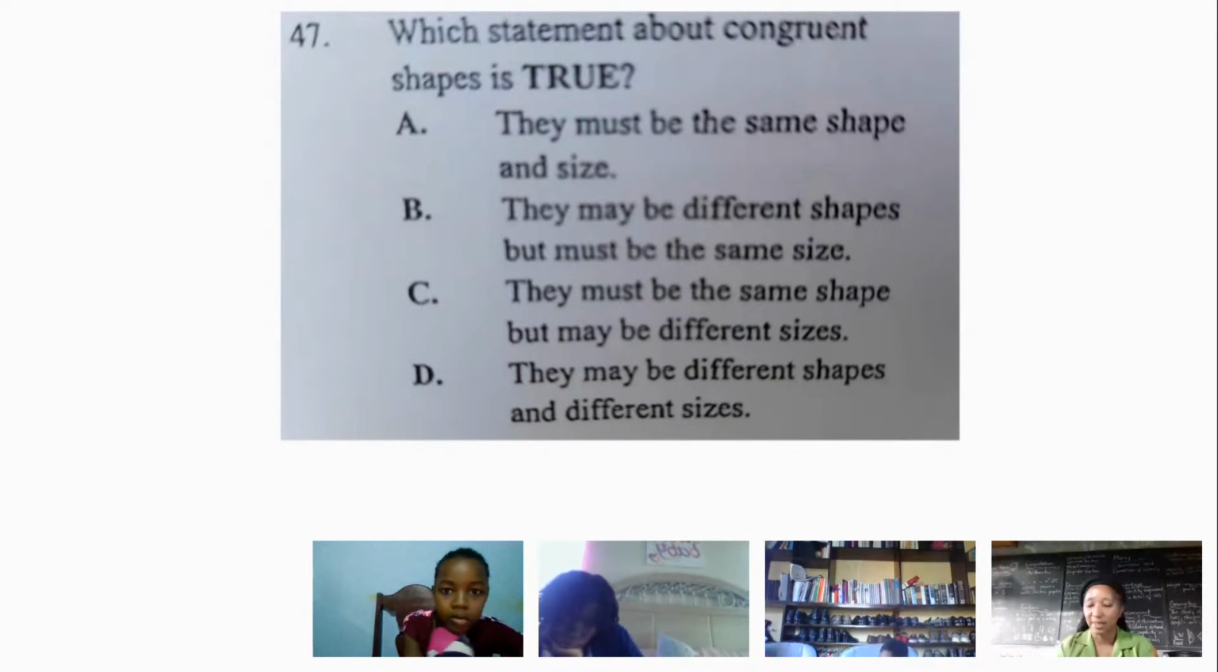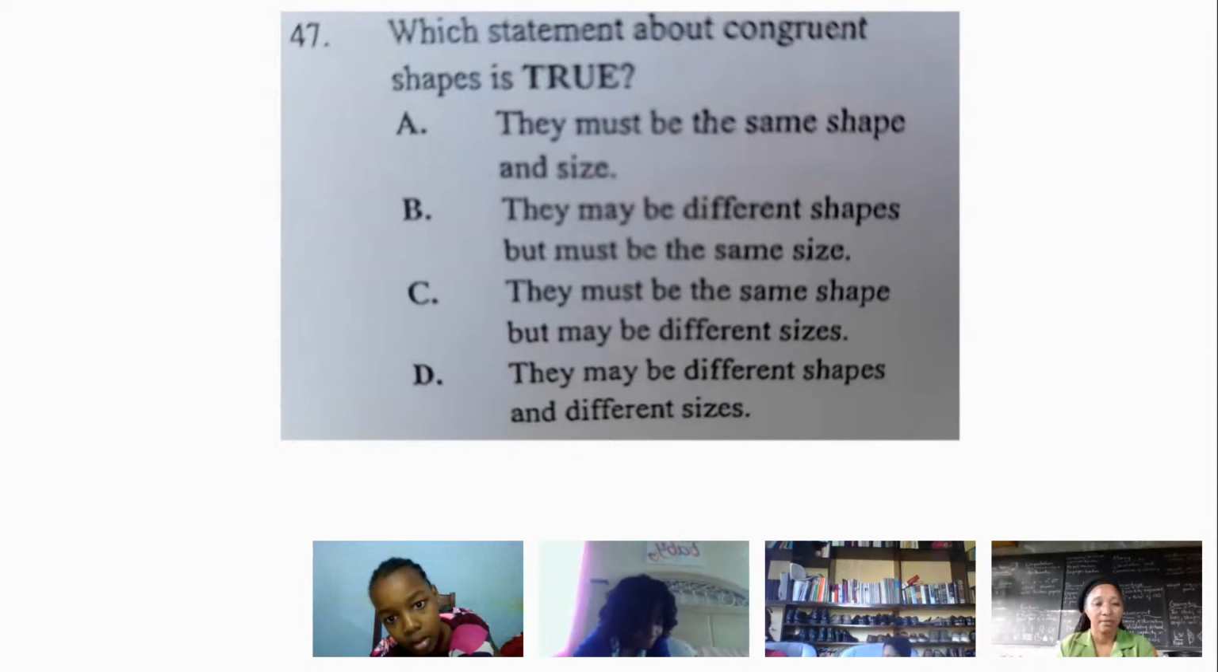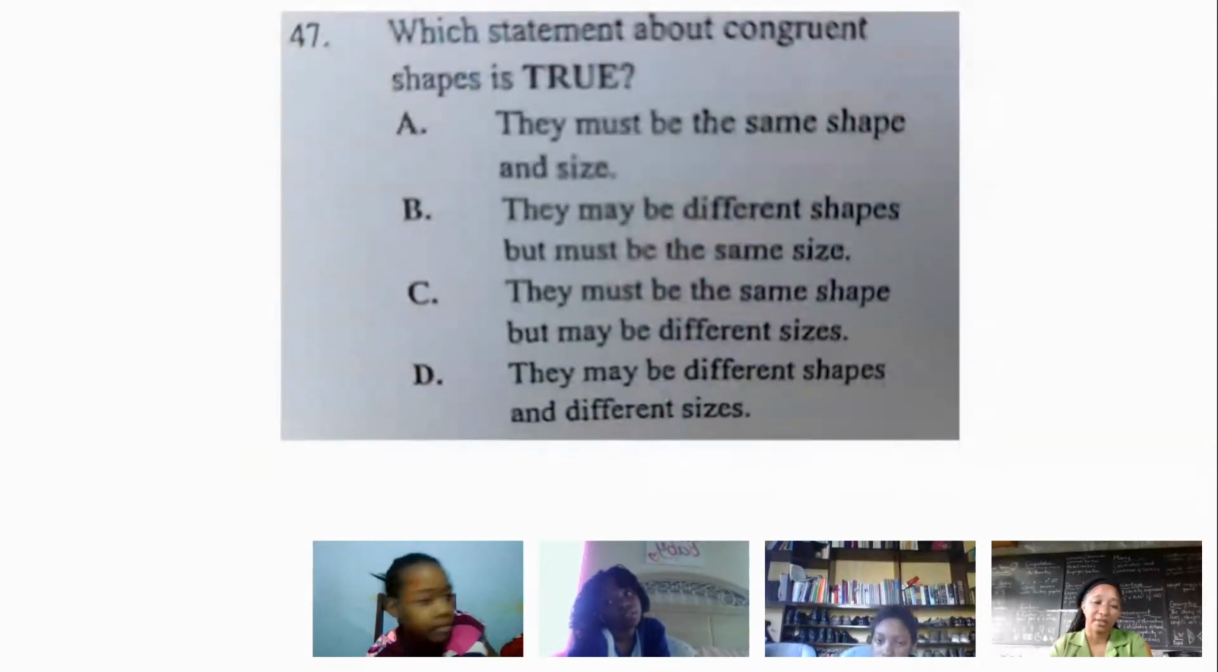Again, please. 47. Which statement about congruent shapes is true? A. They must be the same shape and size. B. They may be different shapes but must be the same size. C. They must be the same shape but may be different sizes. D. They may be different shapes and different sizes. Miss, can I answer this? Hold on, allow Amari first.